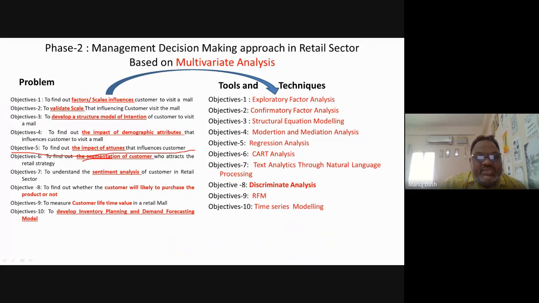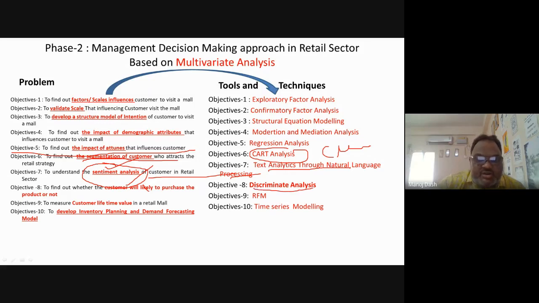To find out the segmentation of the customers who are attracted to the retail, for that I apply CART analysis, that is called classification and regression tree. Then once I know the customer segmentation, I want to understand the sentiments, whether they positively influence or negatively influence, or they are neutral. In that case, I apply text analytics through NLP, that is natural language processing. Once I understand the sentiments, then I want to know whether they will like to purchase or not. There are 2 options, so for the dichotomous decision, I'm going to apply discriminant analysis.